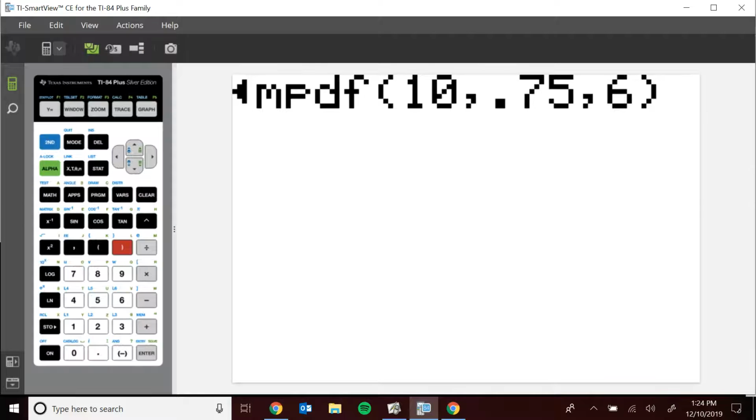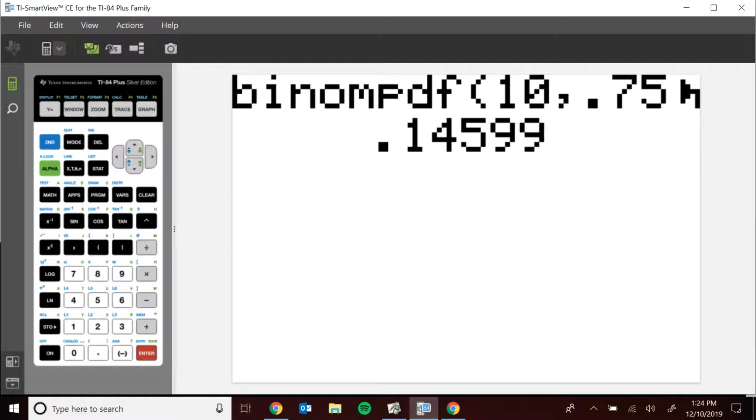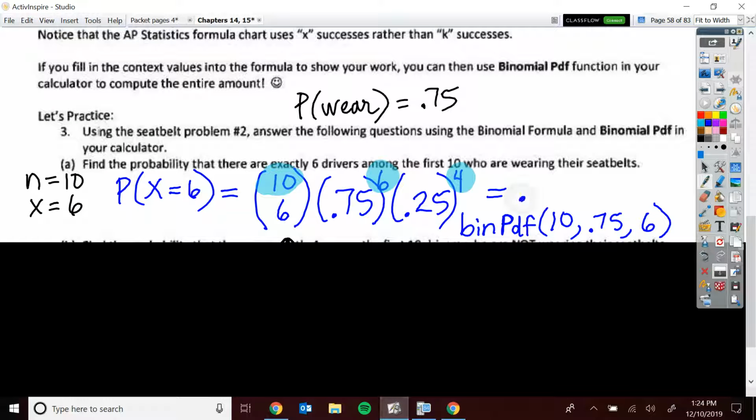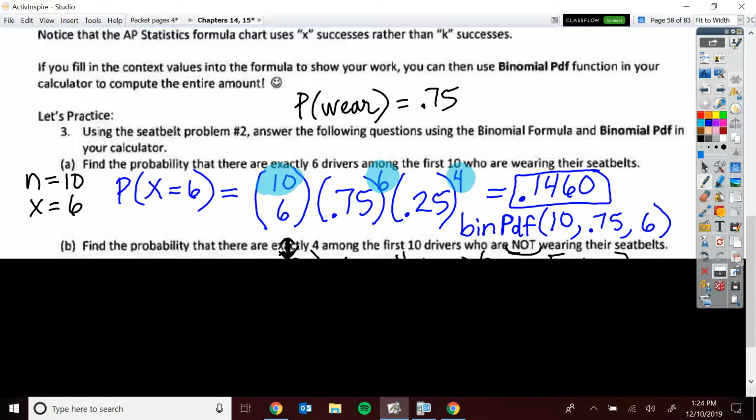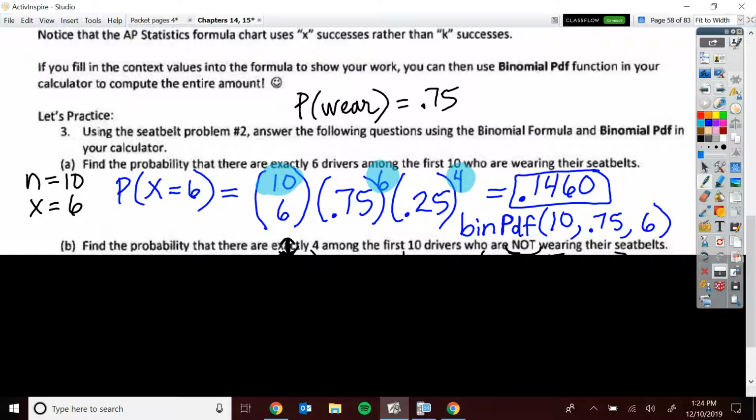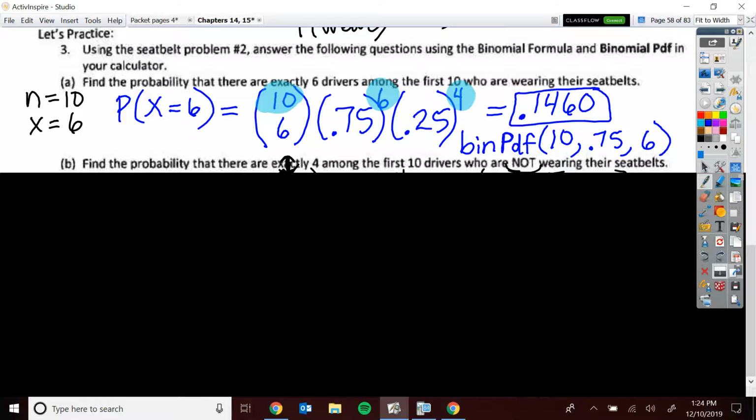But for those of us who don't have the updated operating system, or we have stats wizards off, there it is. And ta-da! There is our probability. There's about a 14.6% chance that you're going to have exactly 6 of those 10 wearing their seatbelt. And we did not have to do all of that other computing. Wasn't that good? So nice. But you have to write that formula. And then you have the luxury of doing that in your calculator. So I want you to do the next one. Write the formula out and compute and see what happens.